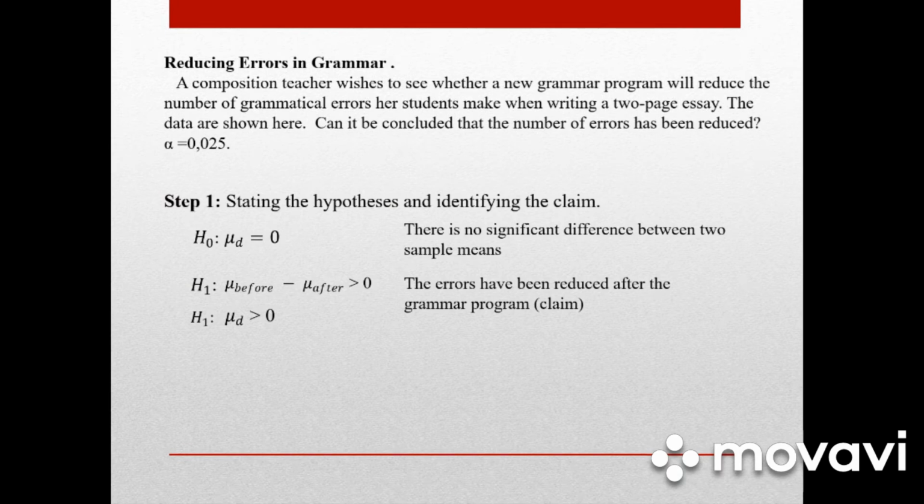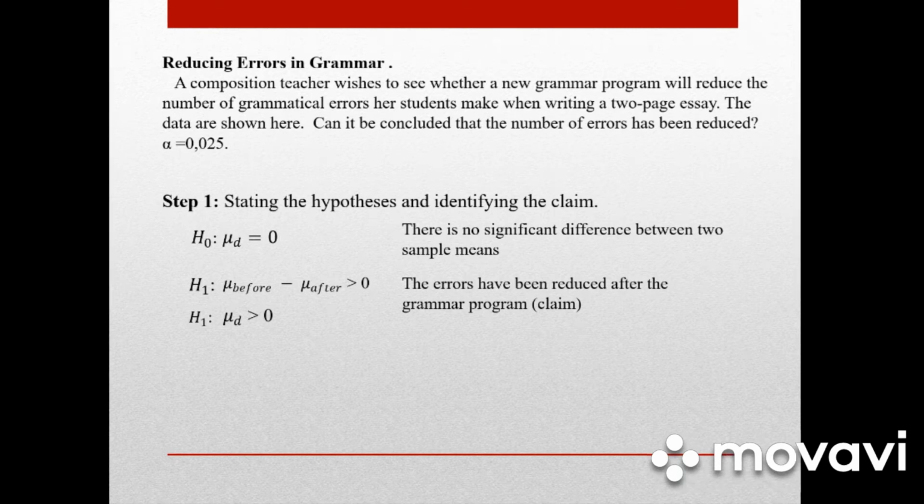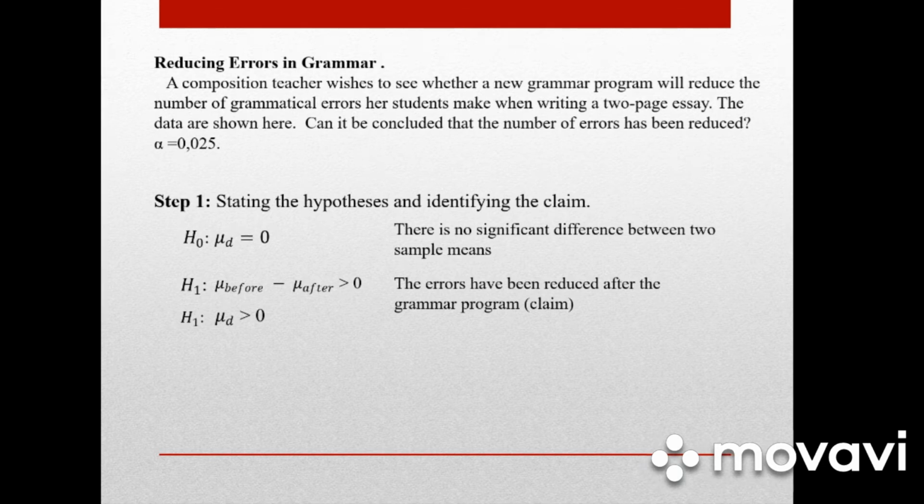So, in the first step, we will state the hypothesis and identify the claim. For the null hypothesis, the mean of difference is equal to 0, because we will assume that there is no significant difference between two means. For the alternative hypothesis, we will claim that the errors have been reduced after the grammar program. To claim this statement, the mean of errors before must be significantly more than the mean of errors after. So, for the alternative hypothesis, the mean of difference will be more than 0.